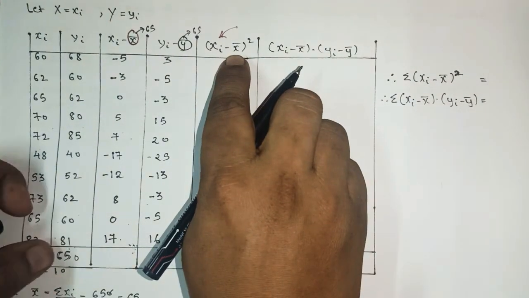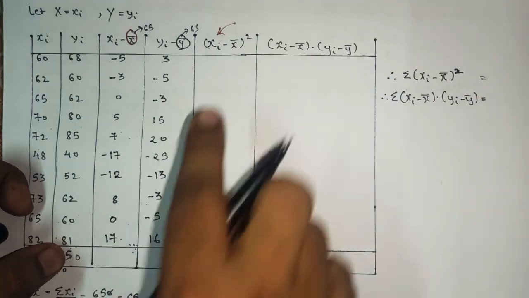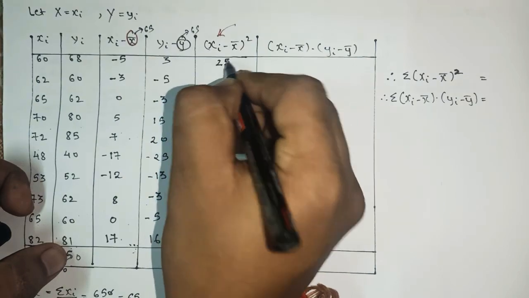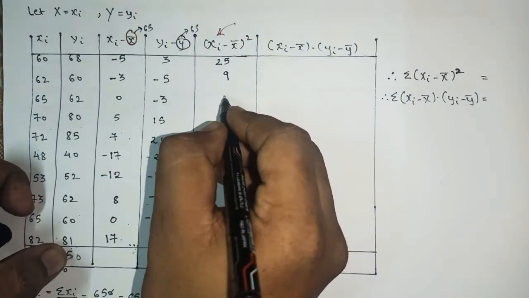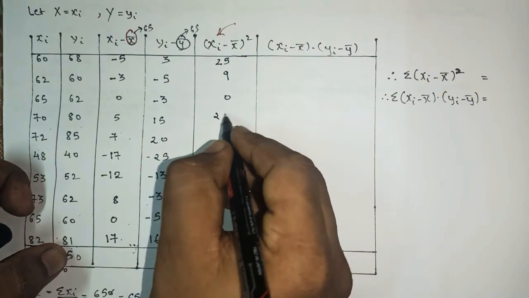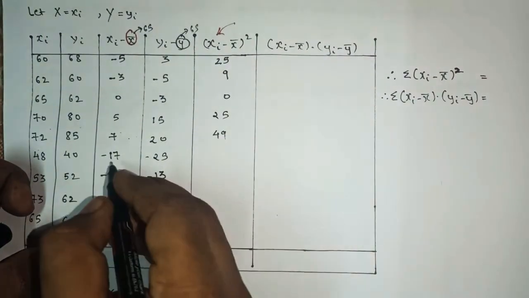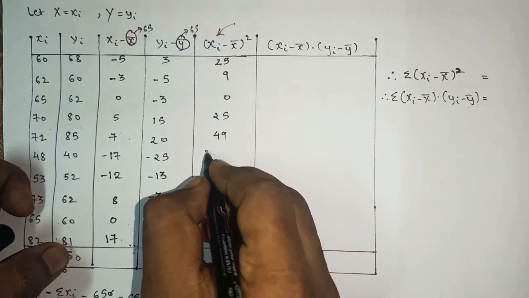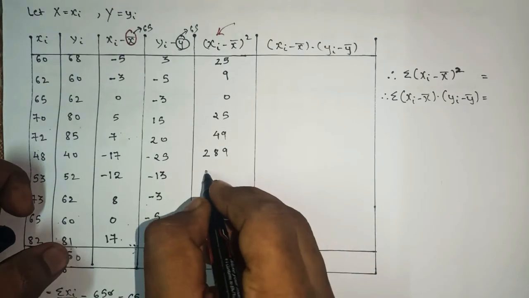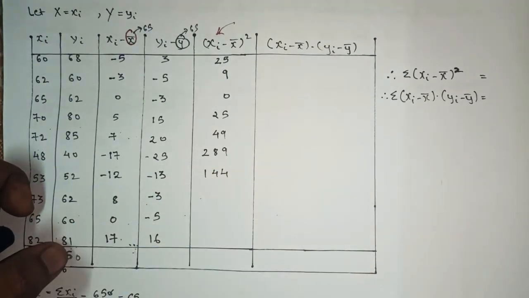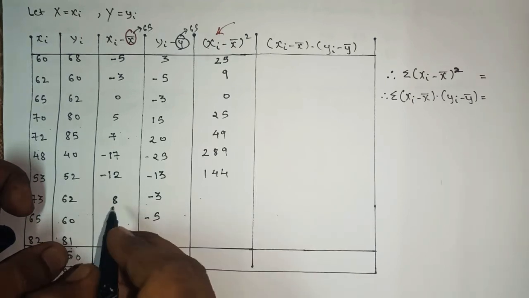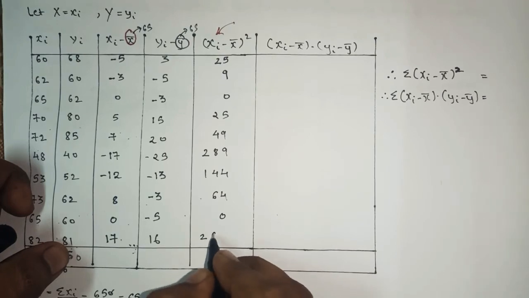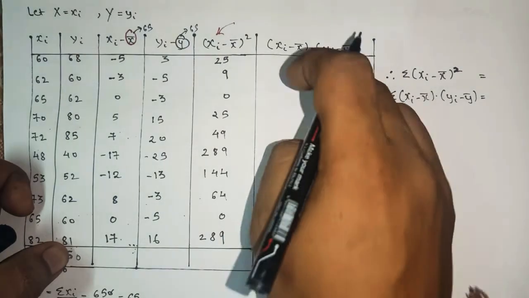After that we'll find the square of column number 3, as it says (xi minus x mean) the whole square. Minus 5 squared is 25, 3 squared is 9, 0 squared is 0, 5 squared is 25, 7 squared is 49, minus 17 squared: minus squared will be positive, and 17 squared is 289. 12 squared is 144, because minus squared is always positive. 8 squared is 64, 0 squared is 0, and 17 squared is 289.